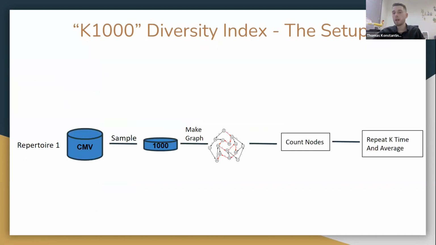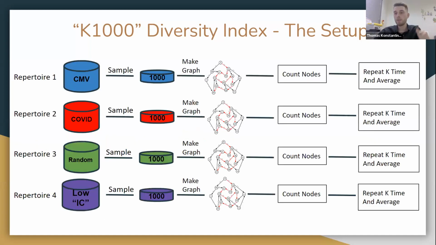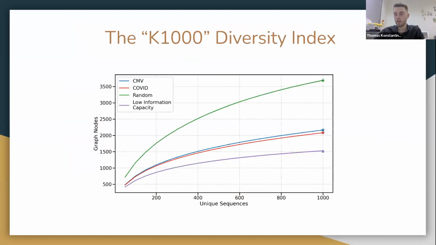Now, the way we derive K1000 is sampling 1,000 unique sequences from each repertoire. We build a graph from those 1,000 sequences. We count the number of nodes, and we repeat this K times, averaging the number of nodes we got with each sample. This applied on the 4 repertoires produces the following graph.